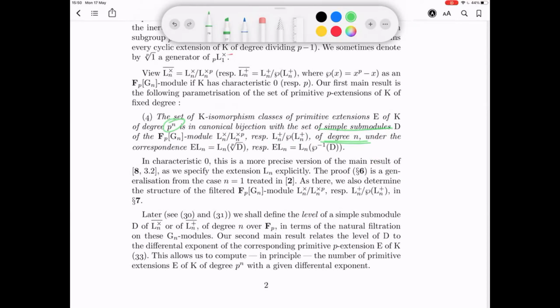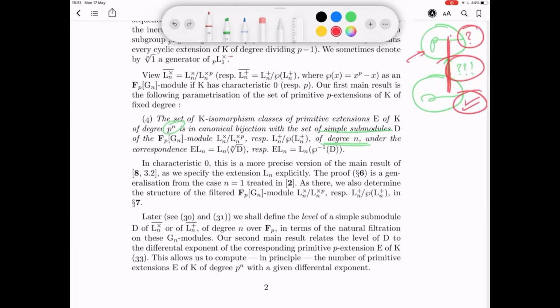Okay, finally, I've told you what this set is: the primitive extensions, and here are simple modules, etc. Now I have to tell you what the map between these two things is. What is the map? I'm saying that there's a bijection between these two sets. This set is sort of mysterious, unknown. This set is completely explicit. So if I give a bijection between these two sets, then I have sort of solved the problem of characterizing this unknown mysterious set. Okay, so what is the bijection?